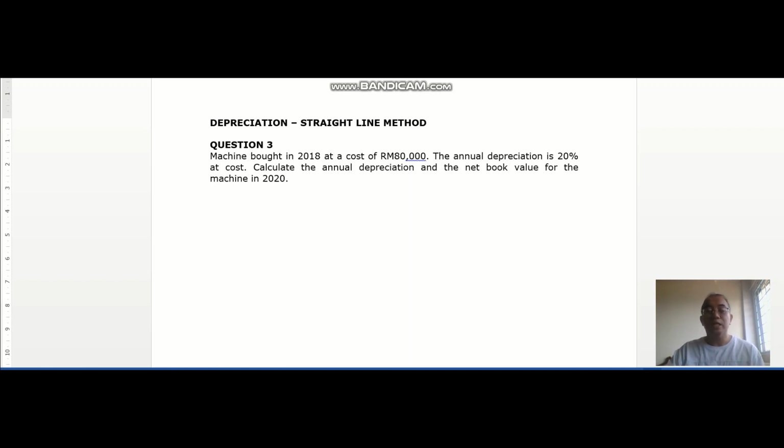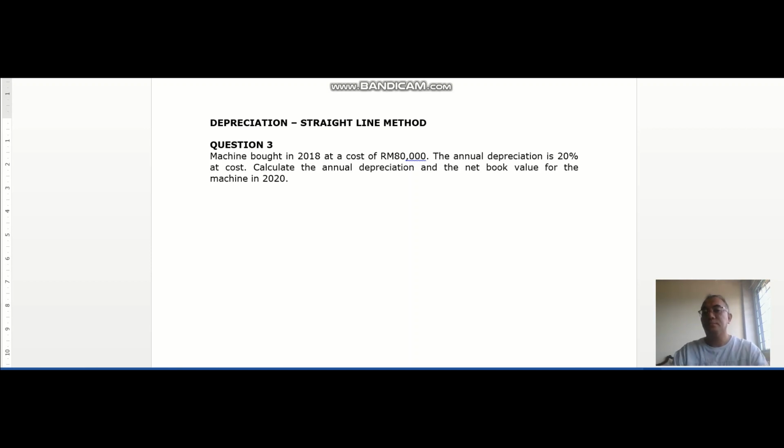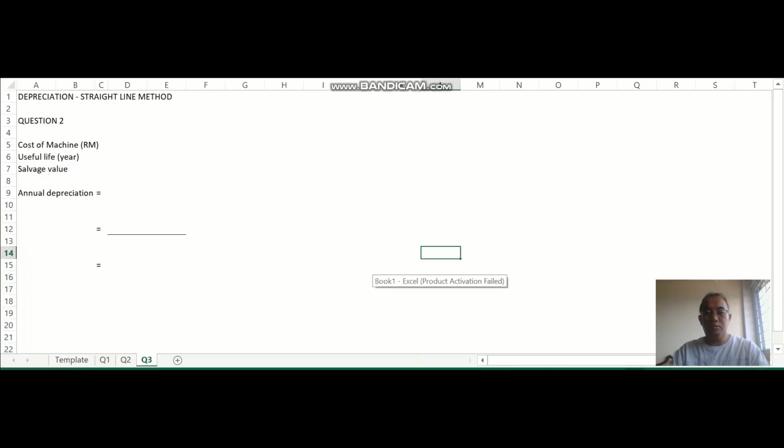Okay, so let's do the calculation. It will be not exactly, but I can still consider it the same as the previous one. So let's go and do the calculation. I return to Excel. Okay, this is question 3 now. The cost of the machine is still 80,000.